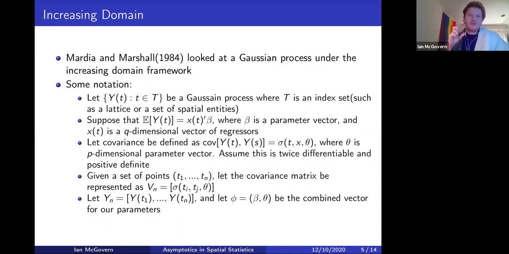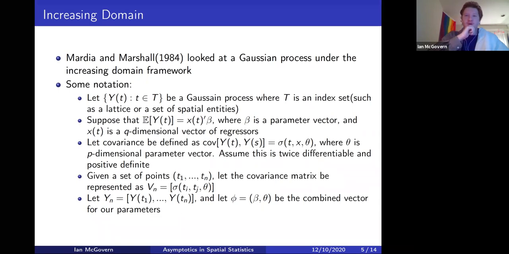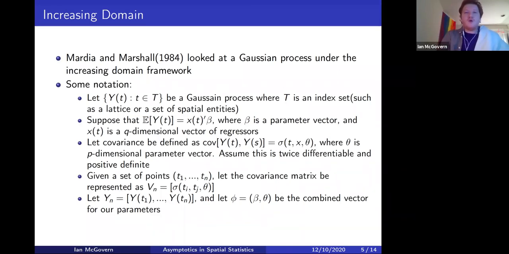In addition, we're going to have a generic covariance function between two points, Y(t) and Y(s), that will be recognized as sigma. Sorry, this is a typo. It should be t, s, and theta. And theta is just another parameter vector for the covariance function. We're assuming this is going to be twice differentiable and positive definite. So obviously it's going to be represented as a matrix. We're going to represent the covariance matrix as Vn, and then phi as the combined parameter vector. Next slide, please.